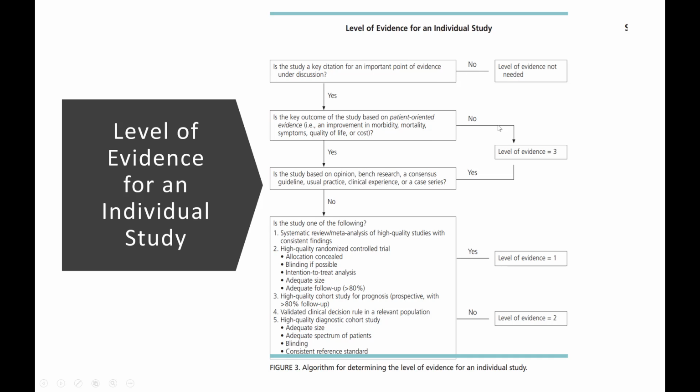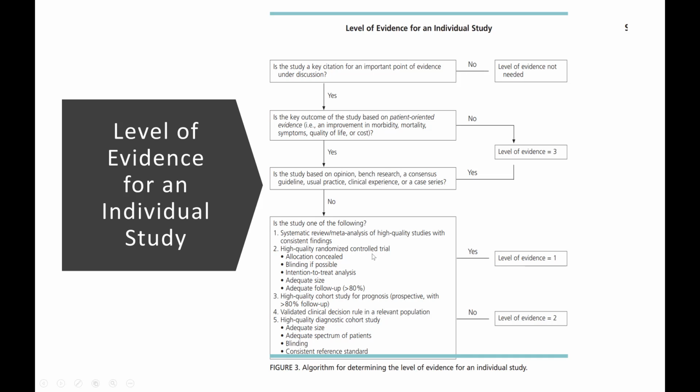As you branch off with the no's, you see here there's no level. Here we have level 3, which was expert opinion or case studies. And then when you get down to this big box, we either have level 1 evidence or level 2. And here are the things that you are looking at within that study. One, if it was a systematic review, then it's a very good chance that it'll be a level 1.